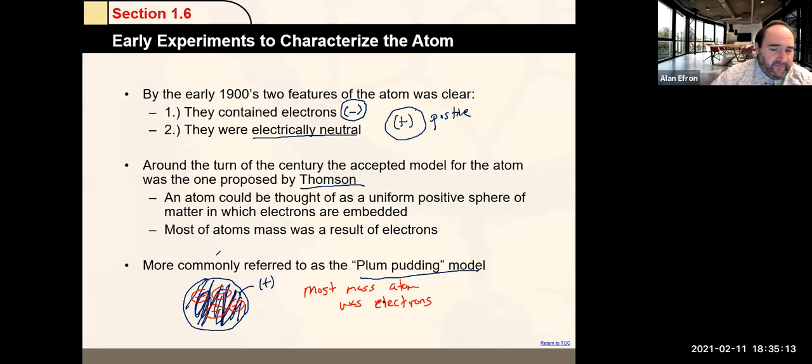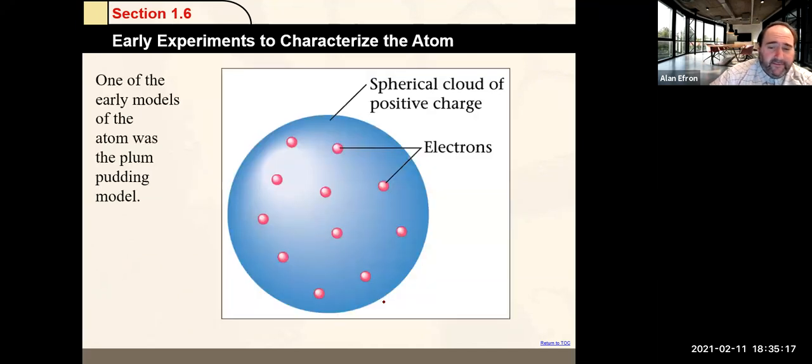Again, you should be familiar with what this model of the atom looks like. Here's a much prettier picture than when I scribbled on the page. You can see the blue is the sphere of positive charge spread out all over the atom, and we have all those pink or red circles in there, which are our electrons embedded inside.